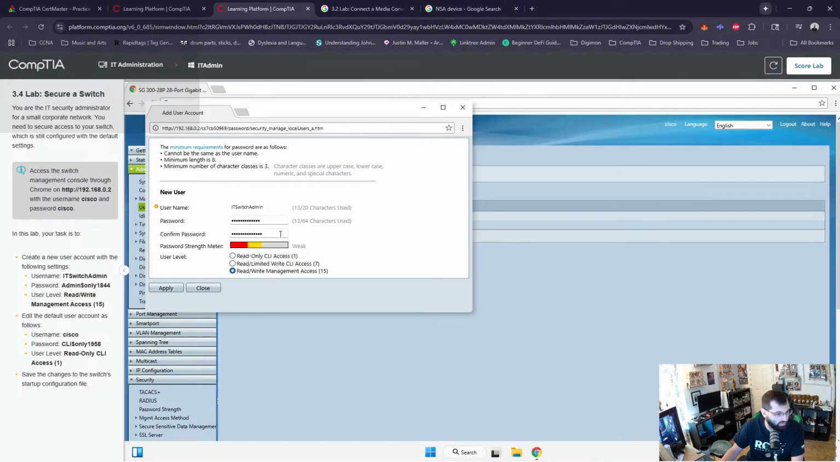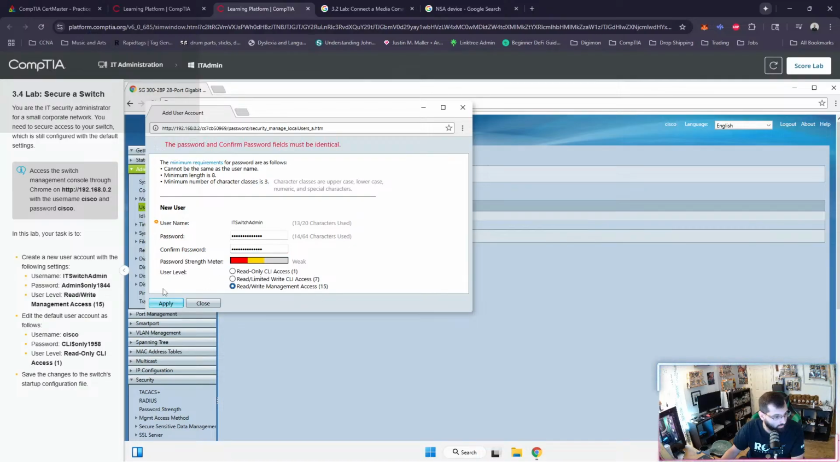Wow, it's saying that my password is weak. I also typed it in wrong. ADMIN, dollar sign, only1844. And then just to be safe, ADMIN, dollar sign, only. There we go. Still weak. Got it.